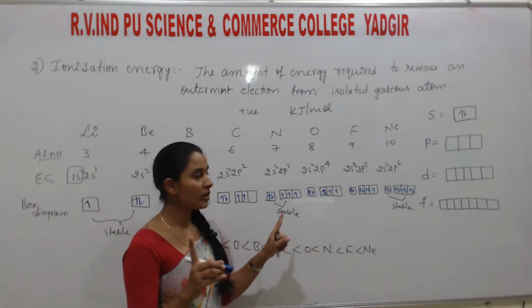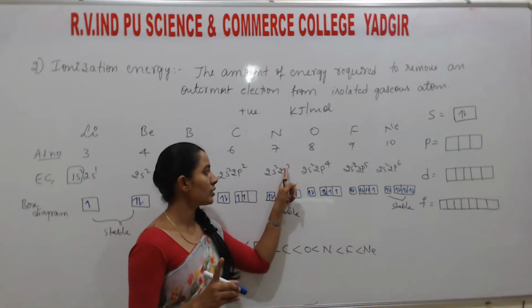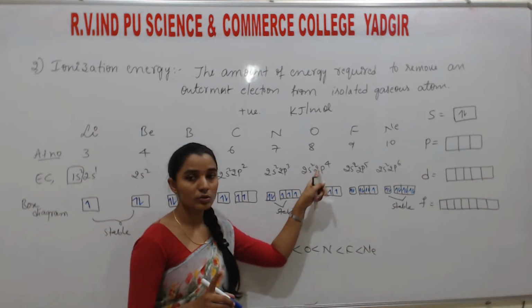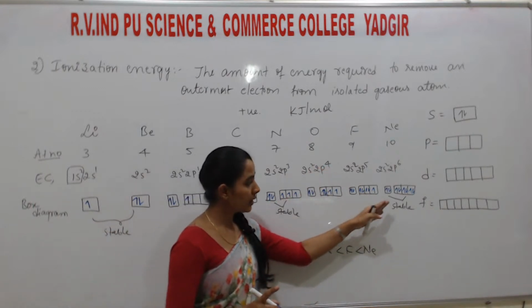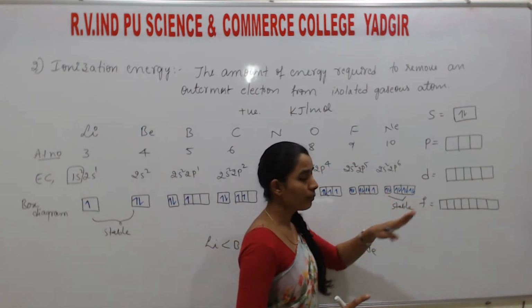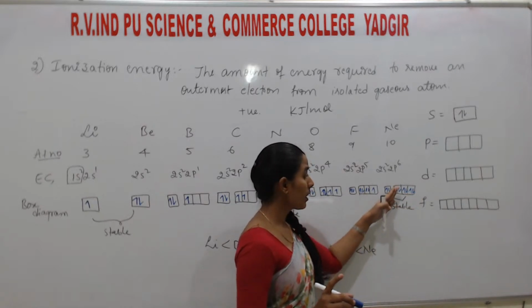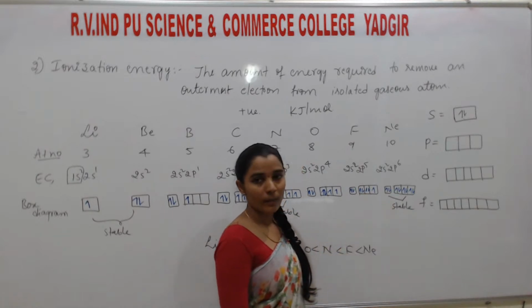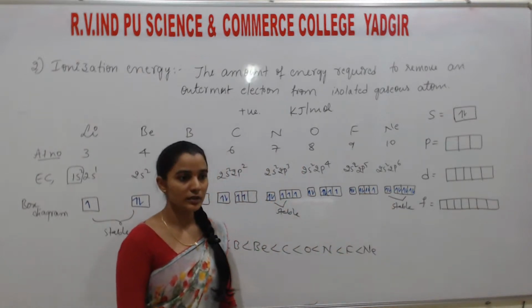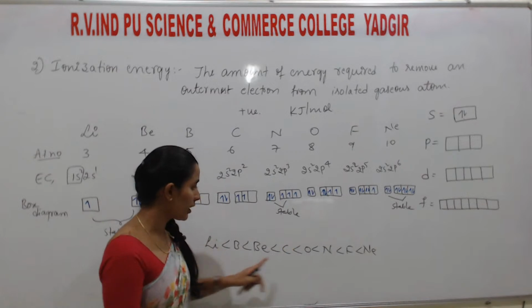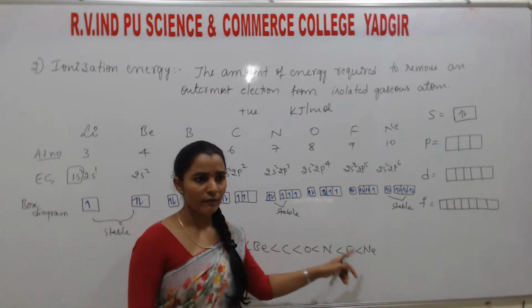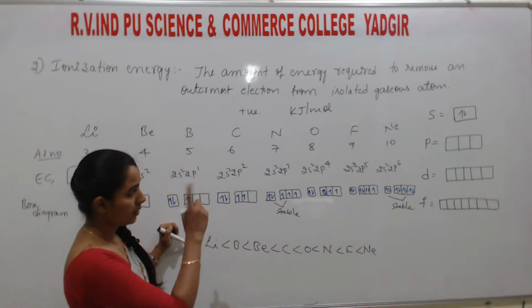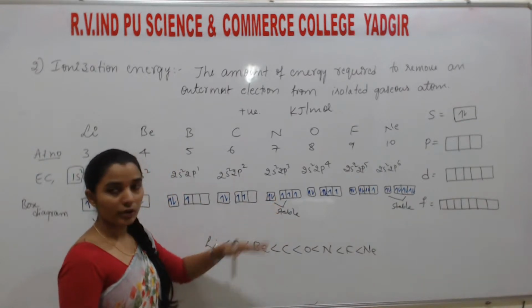Because nitrogen has a stable configuration of 2s2 2p3 and oxygen has an unstable configuration of 2s2 2p4. Similarly, completely filled configurations are highly stable. They require very high energy to break. Understand? So this is how this trend follows. Very, very important. And everything depends upon what? The electronic configuration.